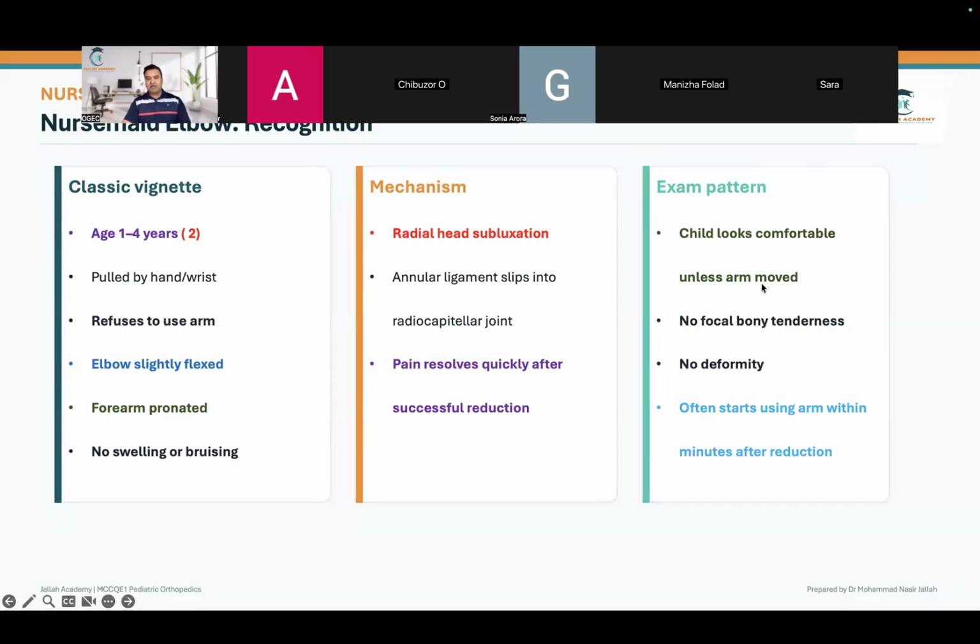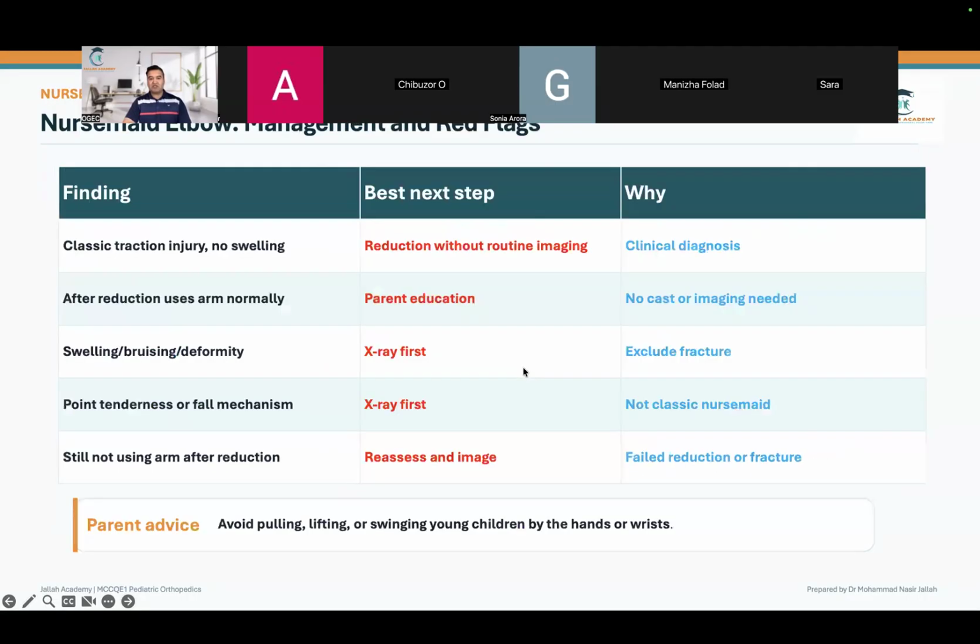Child looks comfortable unless arm moved. No focal bony tenderness. No deformity. Often starts using arm within minutes after reduction. So the patient has to get better right away within a few minutes. The finding: classic traction injury, no swelling. So no red flag. Reduction without routine imaging. If you have no red flag, no dislocation, no bony tenderness, no swelling, no bruising, no bleeding, no cuts, you don't have to do any imaging. Just do the reduction and that's it.